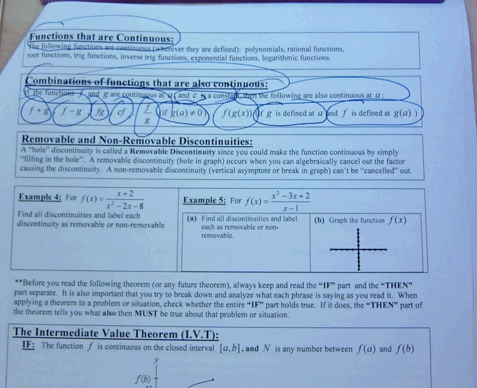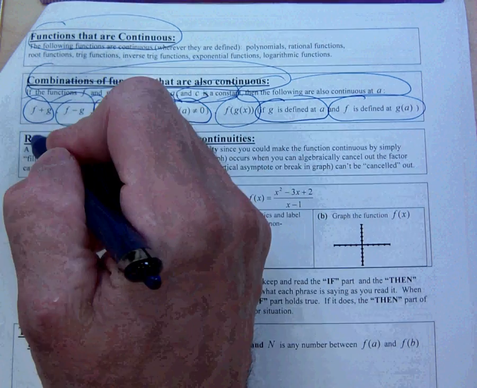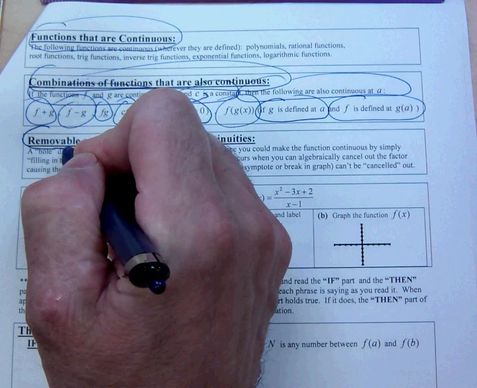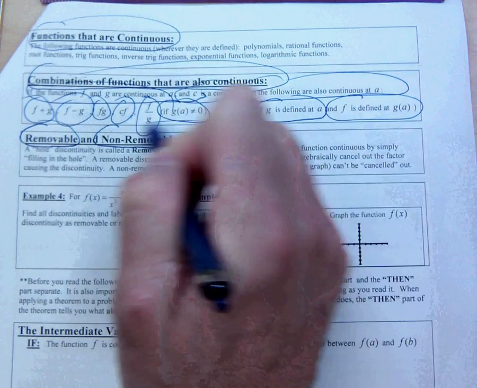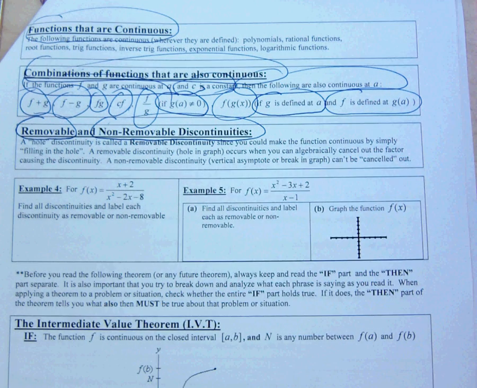Okay, now a new term. What's the difference between a removable discontinuity and a non-removable discontinuity? Very important. We're going to do 2 examples of this, and then move on to something different. These are the only examples I'm going to do here, so learn these terms well from these 2 examples. Are you ready? Here it goes.